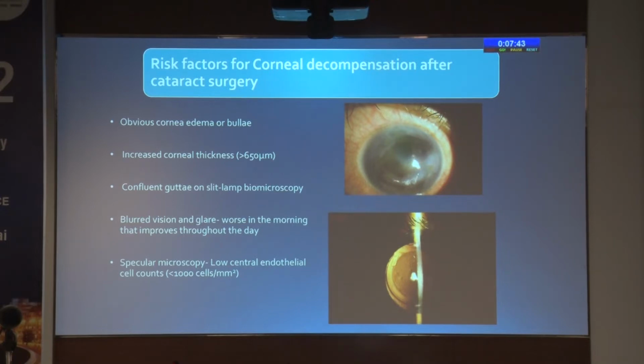after cataract surgery. So patients with obvious corneal edema or bullae, increased corneal thickness which is more than 650 microns, confluent guttae, blurred vision and glare which is worse in the morning, and specular microscopy showing low endothelial cell count which is less than 1000 cells per square millimeter.